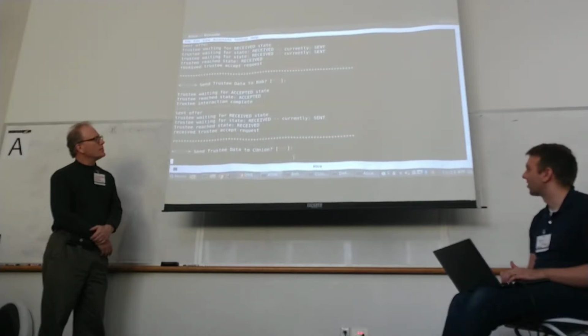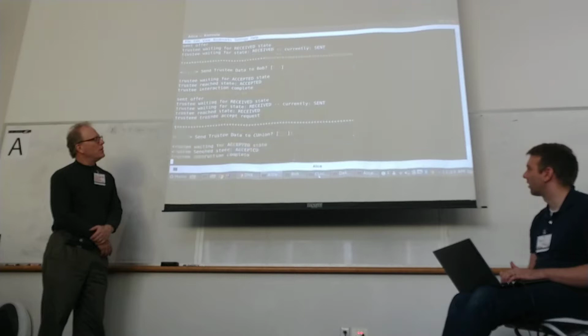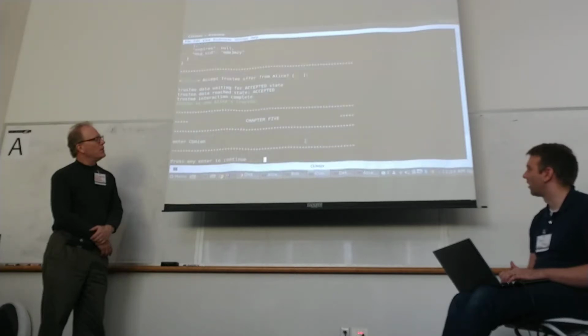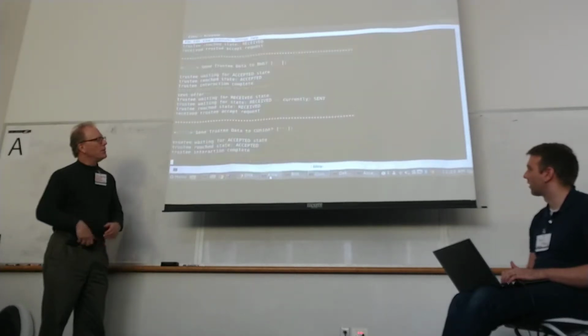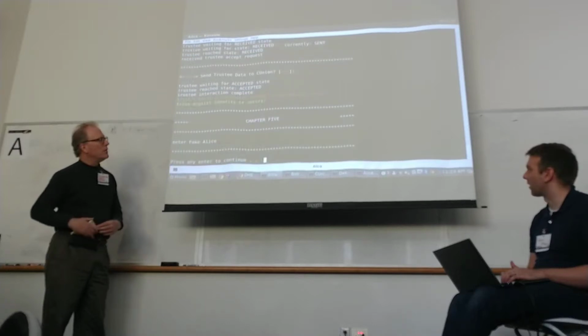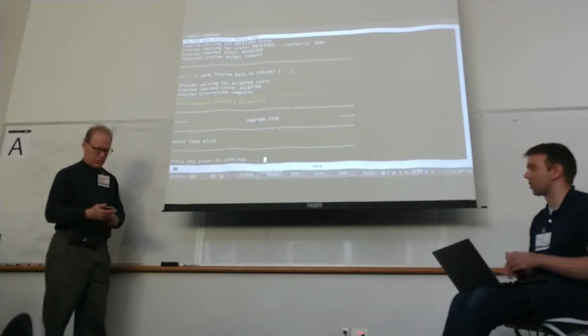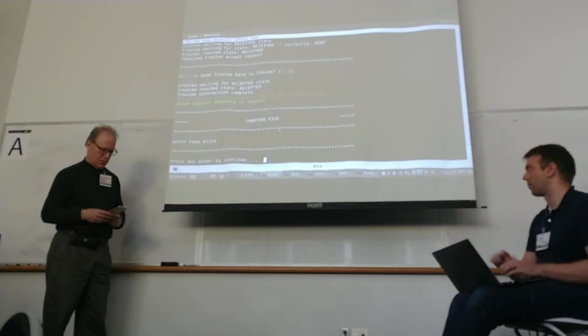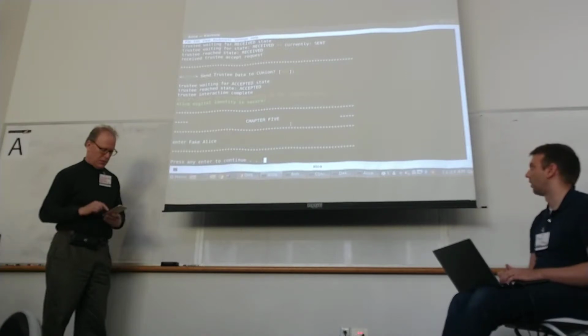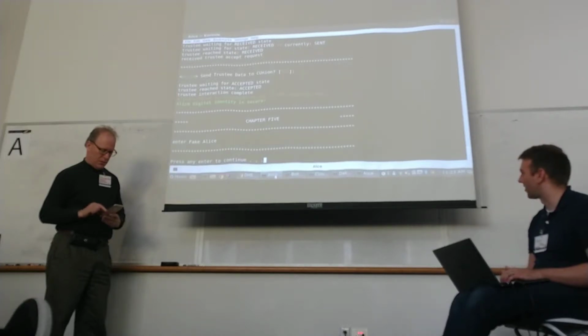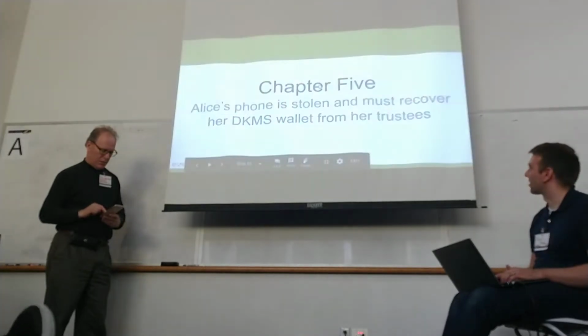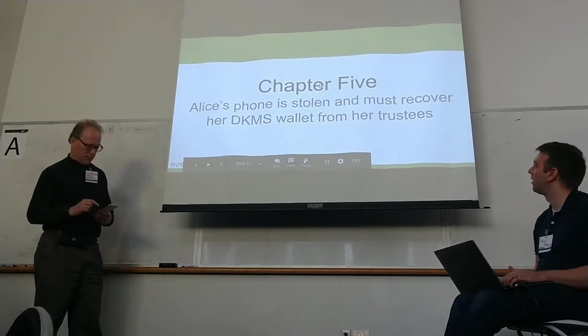So she'll do that. That completes, and then she went ahead and did it. She encrypted her data and put it out in the cloud as backup with the key that was Shamir's secret share. So that goes on to chapter 5. All right.